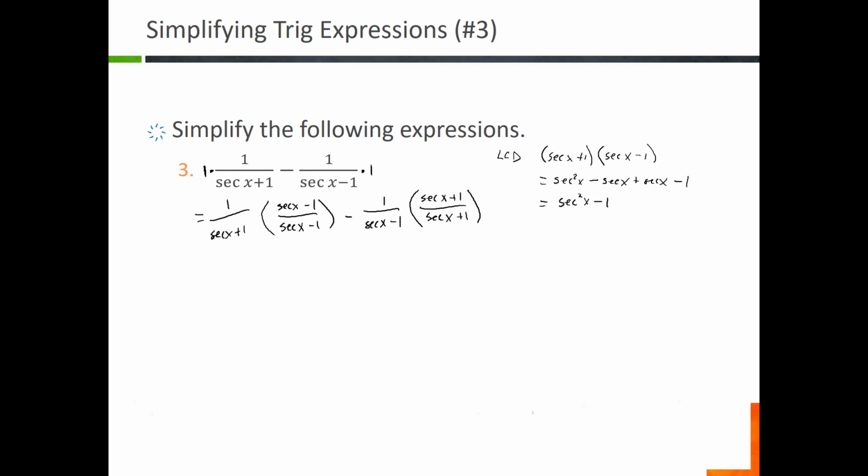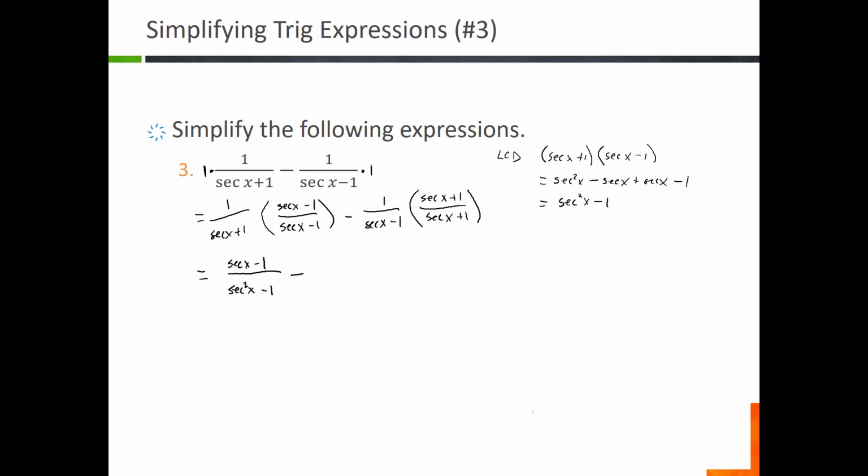So when you multiply these together, the denominators are going to multiply. That's where the secant x plus 1 and the secant x minus 1 are going to come into play. For the first multiplication, I'm going to go ahead and rewrite what the denominator is going to be. My denominator is going to be secant squared x minus 1, because secant x plus 1 times secant x minus 1 becomes secant squared x minus 1. And then the numerator is a 1 times the secant x minus 1. So we are just left with secant x minus 1.